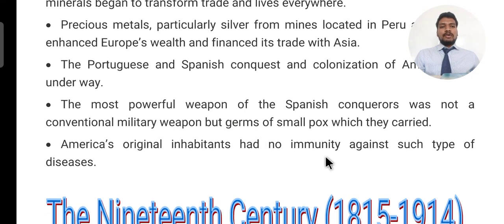The most powerful weapon of the Spanish conquerors was not a conventional military weapon, but the germs of smallpox which they carried. Smallpox is a disease, an illness. They carried this virus into many places. Not only did they link with other countries and acquire their areas, they also spread diseases. America's original inhabitants had no immunity against such diseases.